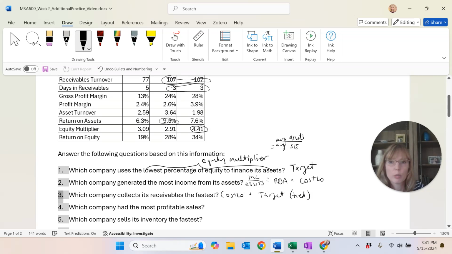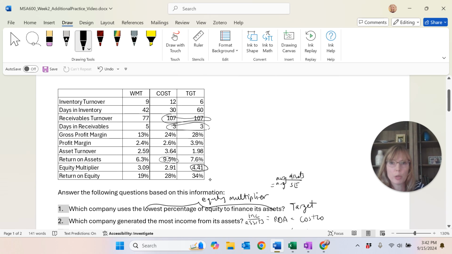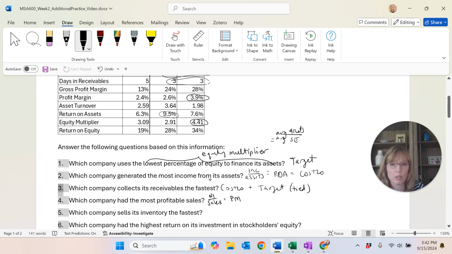Next item, which company had the most profitable sales? So we know that profits are net income divided by sales. This is our net profit margin. Profit margin is 2.4% for Walmart, 2.6% for Costco, and 3.9% for Target. So of these three companies, Target had the most profitable sales.